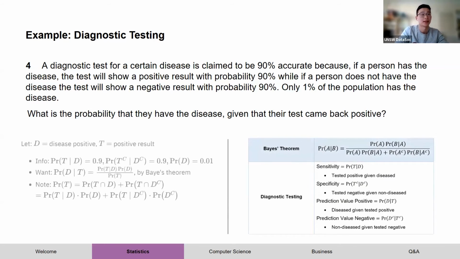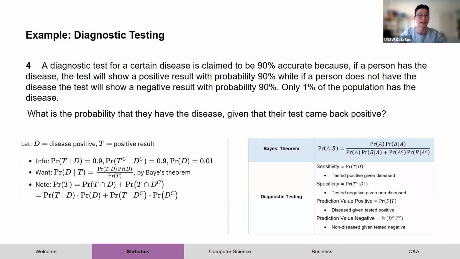And how we find that is, firstly, let's define two events. So D is someone has a disease, and T is someone gets a positive result for that particular disease. Now the info we're given is T given D, so that is 0.9. And the second point is that we test negative for a disease, given that someone doesn't have the disease, and that's 90%. And we also have the probability that someone has a disease as 1%. Now what we want is the probability that someone has a disease, given that they've tested positive.